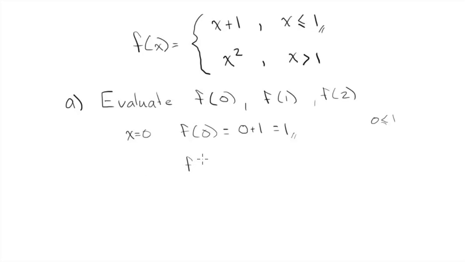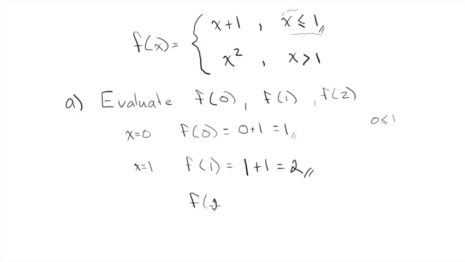How about f at 1? Which piece are we going with? Well, x in this case is equal to 1. That would again fall under this piece right here. Why? Because 1 is less than or equal to 1, so we're going to use this piece again. We'll use x plus 1, which means 1 plus 1 is equal to 2. So f at 1 is equal to 2.